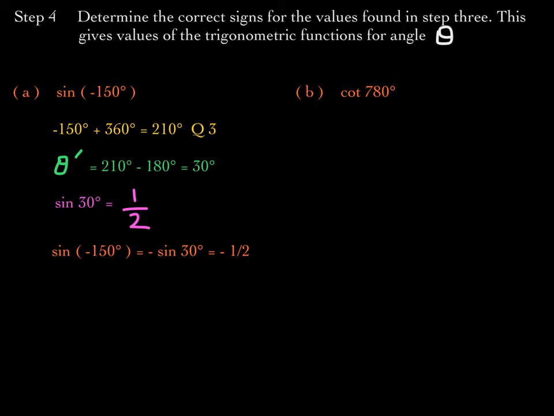Let's go to the next one. Cotangent of 780 degrees. Because this angle is more than 360 degrees, we're going to have to subtract, I think, 2 rotations. We're going to have to subtract 360 degrees twice to find the coterminal angle.